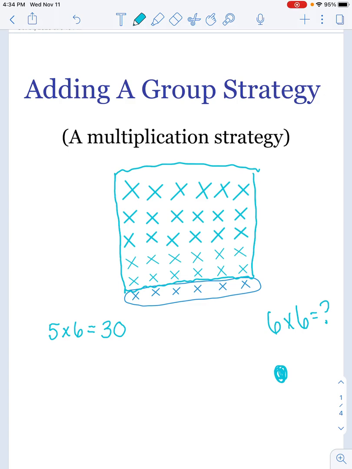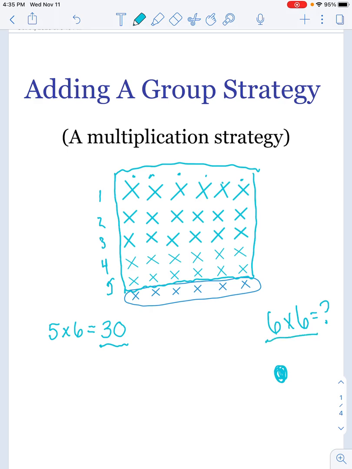I didn't do 6 times 6 yet because I don't know what 6 times 6 is. But I know what 5 times 6 is. It's 30. So I drew my 5 rows. 1, 2, 3, 4, 5, with 6 in each row. So 1, 2, 3, 4, 5, 6. Okay? And this box, the array that I boxed in, I know it equals 30. But I'm looking to find 6 times 6.